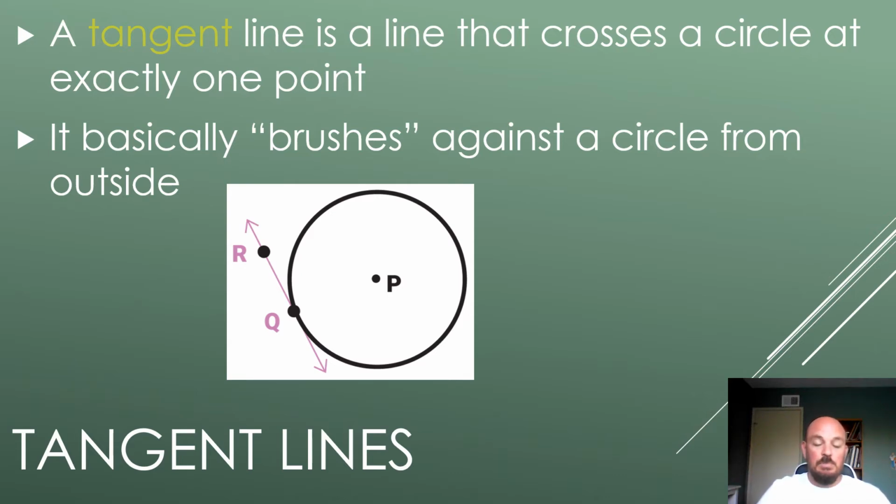So here we have circle P, and then you have that purple line, line QR, and you can see how the line is basically on the outside of the circle, but it just barely brushes up against the circle at point Q. So we would say that's a tangent line, and it's tangent at the point Q.